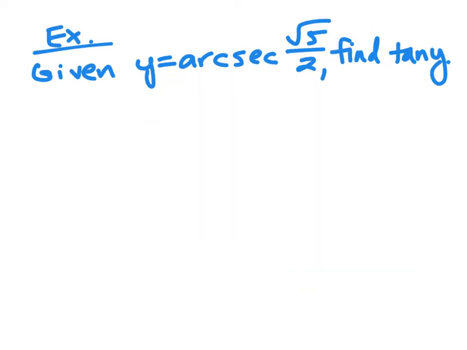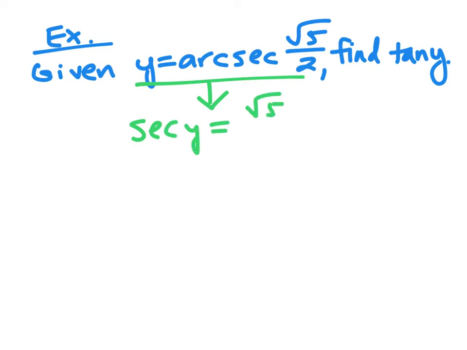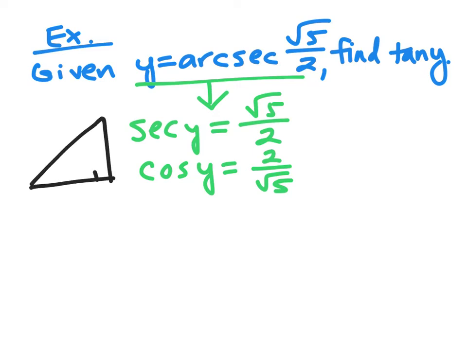So let's look at another one similar to that. Given y is equal to arc secant of root 5 over 2, find tangent of y. So again, if I work off of this, I can take the secant of both sides. So secant y is equal to root 5 over 2. Well, secant is the same thing as the reciprocal of cosine. So cosine of y, therefore, is 2 over root 5. I'm going to go to the side and draw a right triangle.